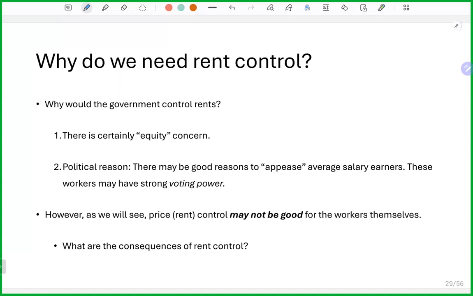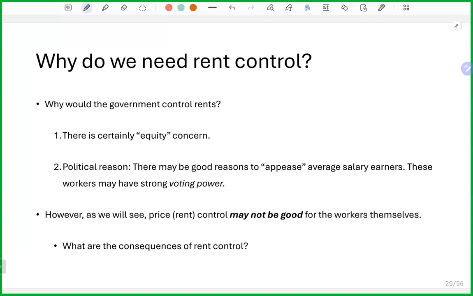The landlords, the homeowners, are wealthier, and they have more power. But renters are usually workers and low-income earners, and there are certainly equity concerns, so we want to protect them. We also have some political reasons. We want to appease these average salary earners, and they sometimes have strong voting power. However, as we will see, it may not be good for renters themselves.